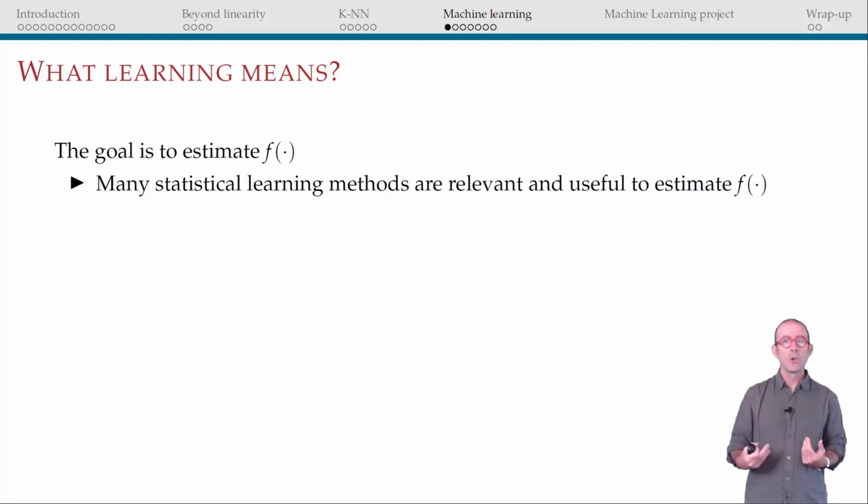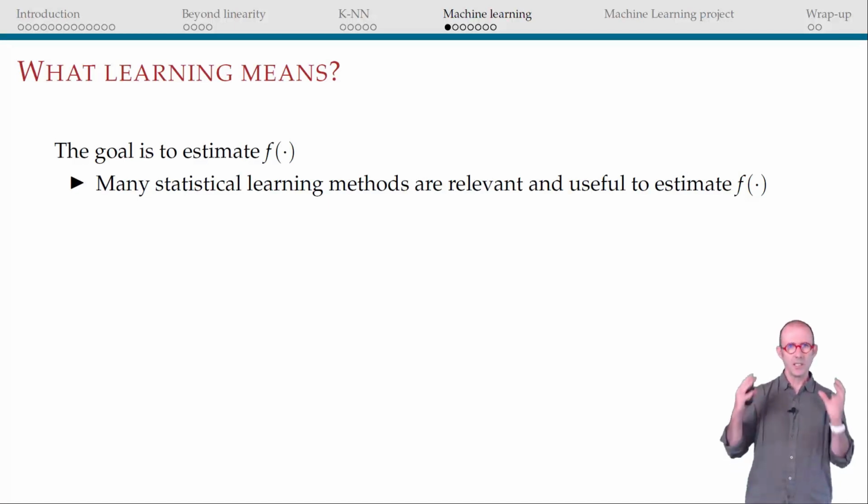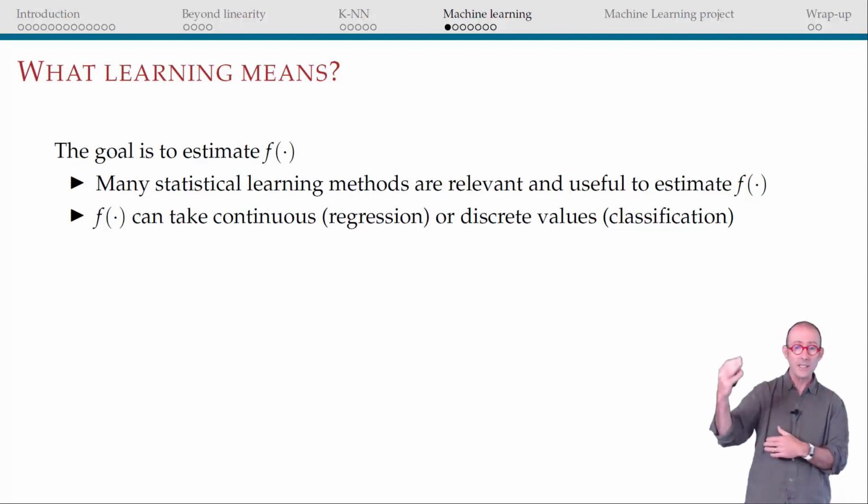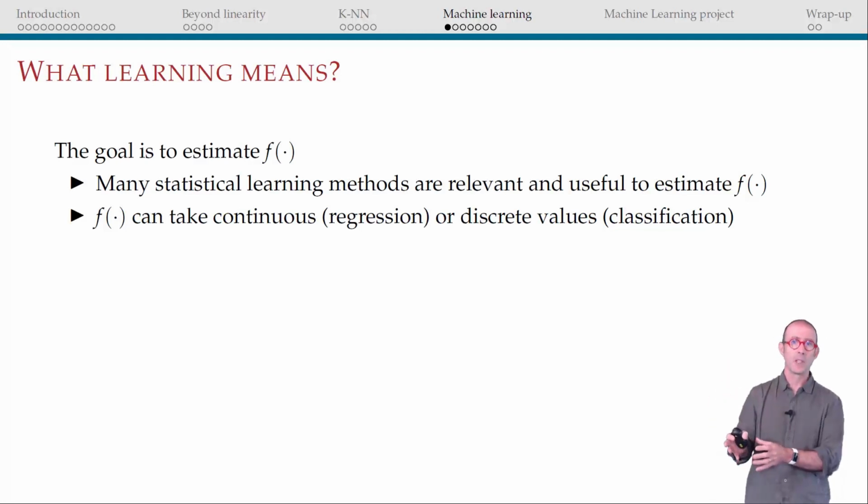In fact, our goal is to estimate f. And we know that we have all the tools for that. The statistical machinery there, all this knowledge on statistical methods, are relevant and useful to estimate f. And we have basically two types of problems. F can take continuous values, and then we have the regression type of problem, or F can take discrete values such as 0, 1, or several categories, and then we have a classification problem. And once again, we have all the tools in the statistical package to address this question and to estimate F.